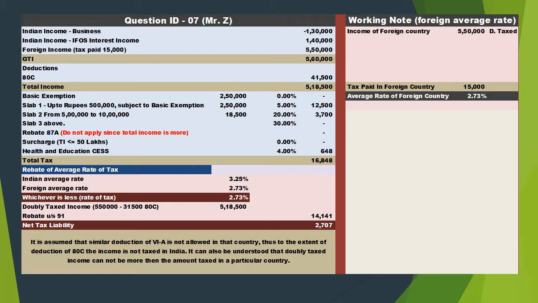Update your answer. Another way to look at it is that you are getting a deduction against the foreign income. Whichever way you look at it, your doubly taxed income cannot be more than the amount taxed in a particular country. In our question it is India, and India is taxing only 5,18,500. So my doubly taxed income cannot be more than 5,18,500. As simple as that. Update your answer fully.